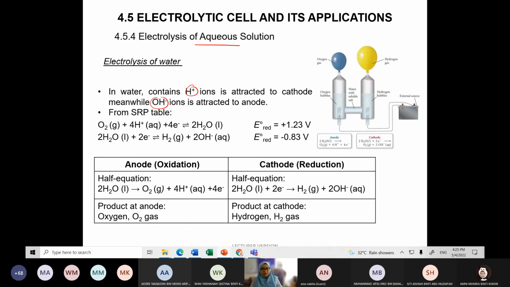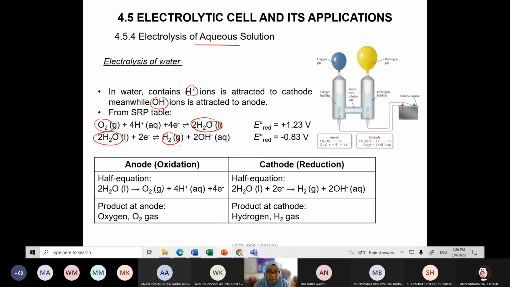Alright, so from the SRP table you have to consider two things, guys. For H2O, one H2O produces oxygen. If it is at the anode, it will produce oxygen, because it undergoes oxidation. And then the other one is also H2O, the H2O that produces H2. This is if it undergoes reduction.